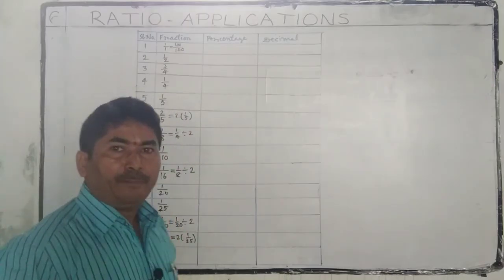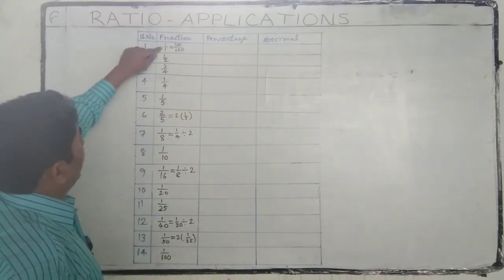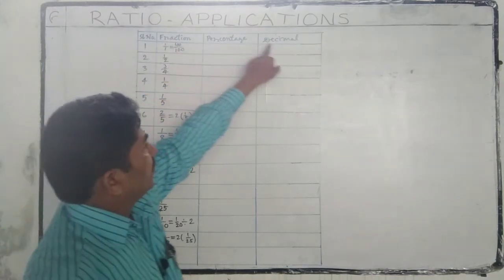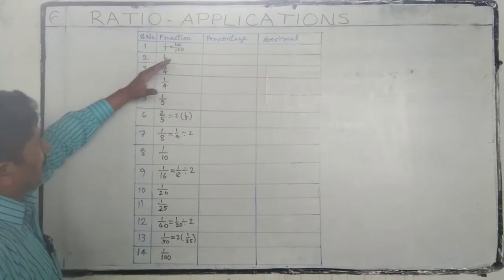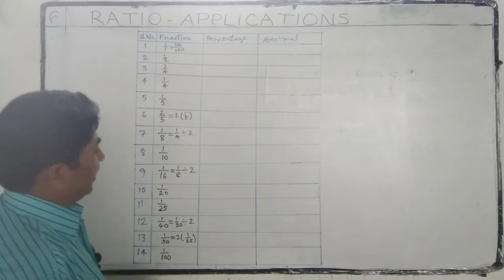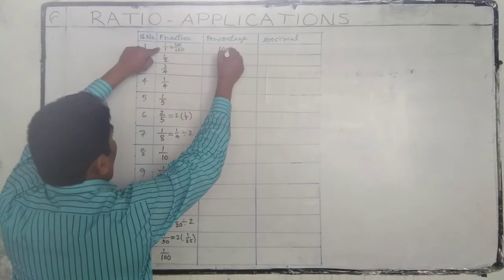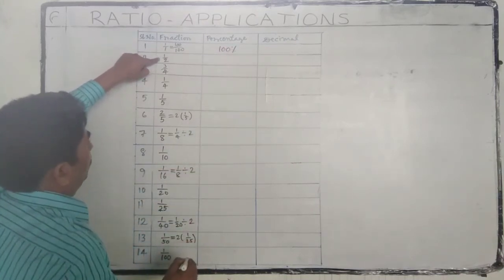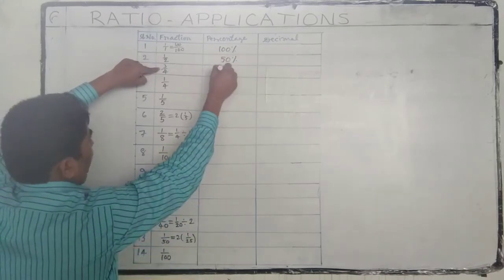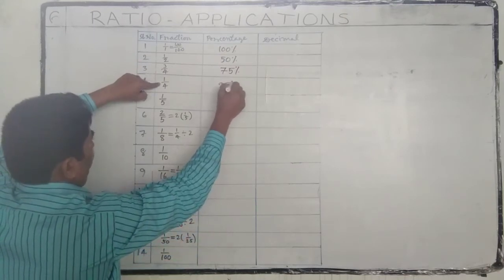Here we have an important chart to remember. 1 by 1, fraction, percentage, decimal. First I will write percentage. 1 by 1 means 100 by 100. 100 by 100 means 100 percentage. 1 by 2, 50 percentage. 3 by 4, 75 percentage. 1 by 4, 25 percentage.